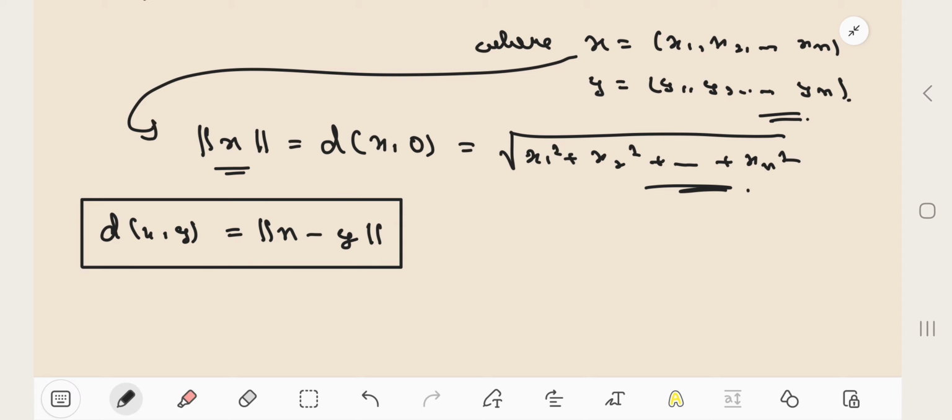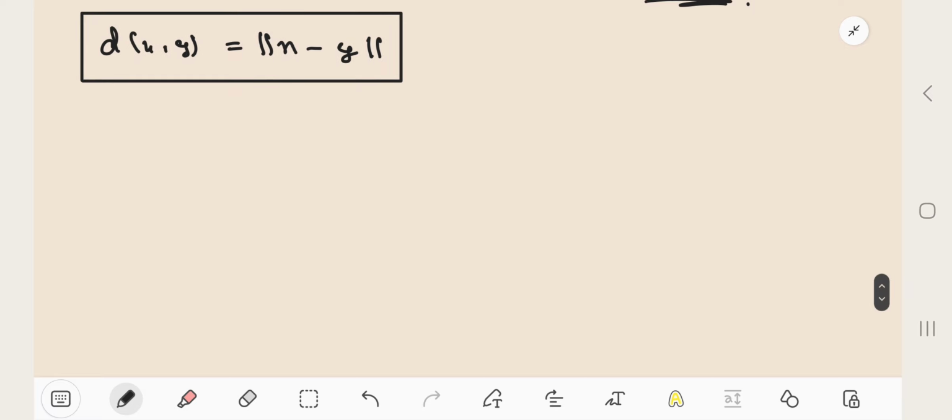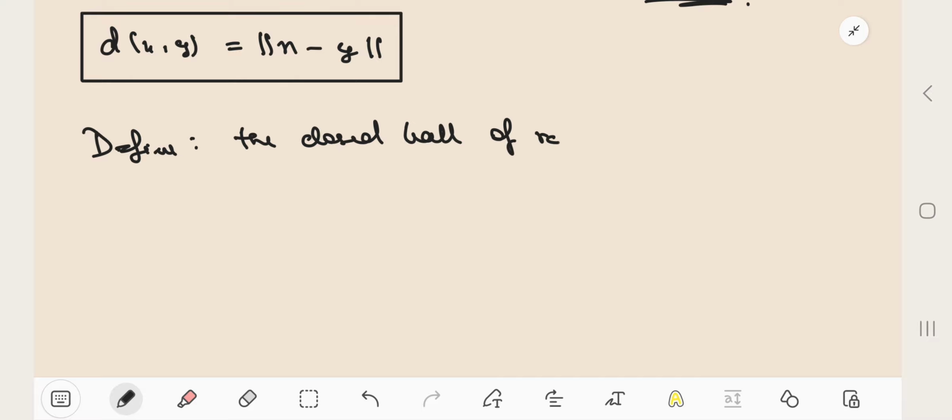Okay. So now what we start with is that we say that Rn is equipped with its usual metric, or its standard metric. Now, let me not mention it anymore. Define the closed ball of radius r and center x as B_r(x).